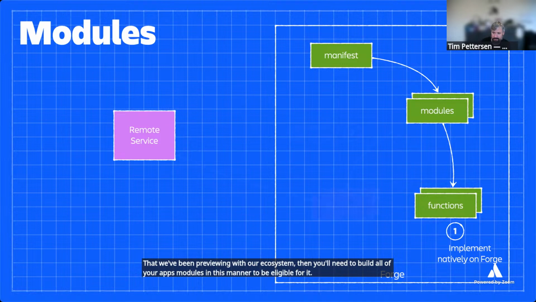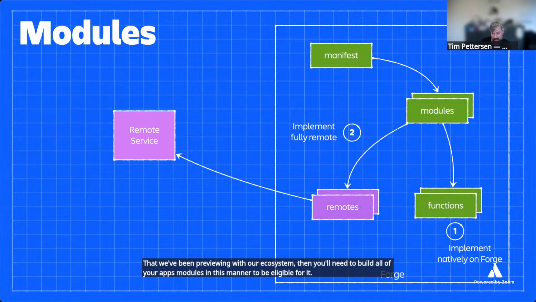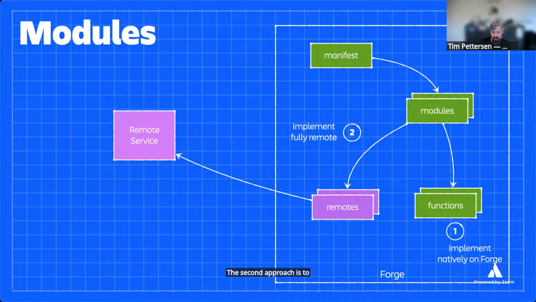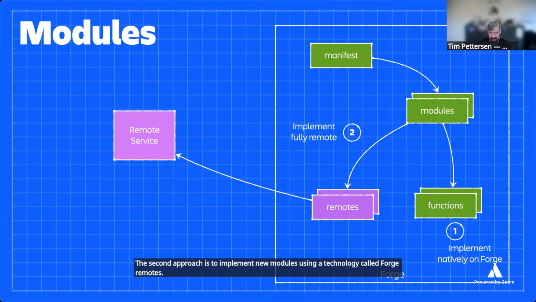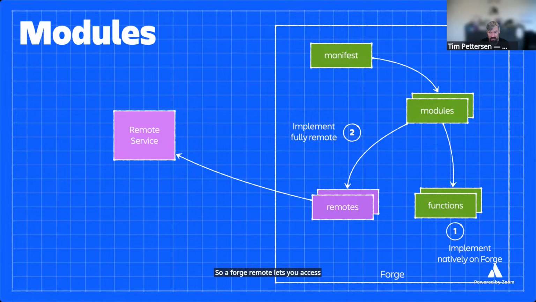The second approach is to implement new modules using a technology called Forge Remotes. So a Forge Remote lets you access an external web service as a backend for your UI modules.